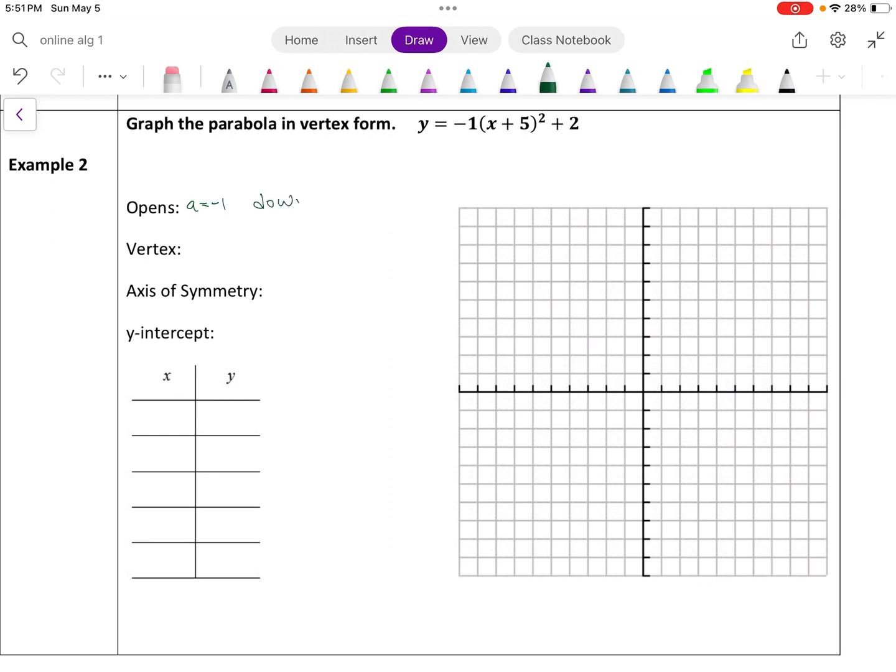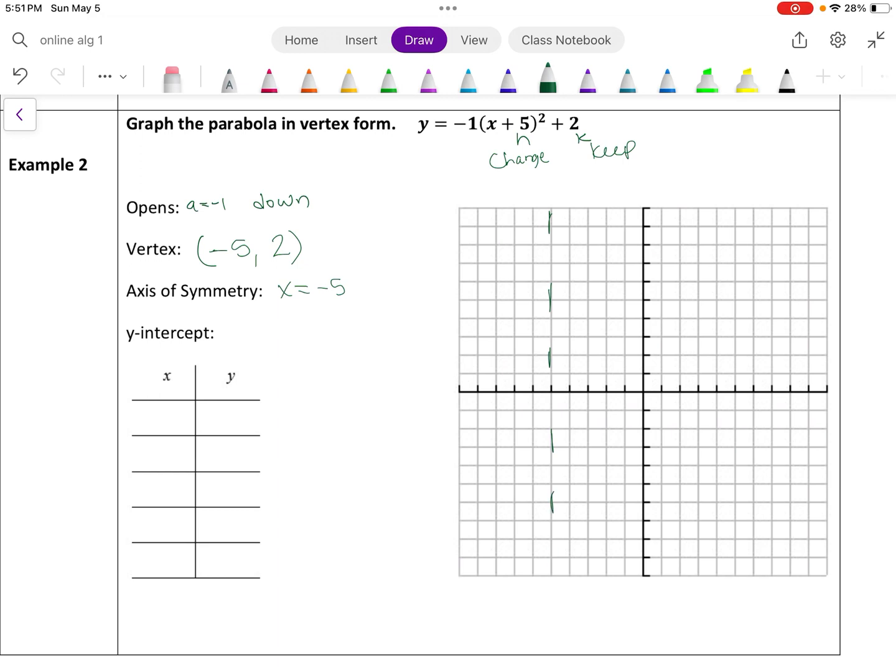Well, a is -1, so we know this is going to open down. Then my vertex, here's my h, here's my k. Well, remember, h flips, so since it's plus 5, I know my x value is -5. Since it's plus 2, I know my y value is positive 2. We change the x value, or h. We keep the y value, or k. Which means my axis of symmetry is -5.